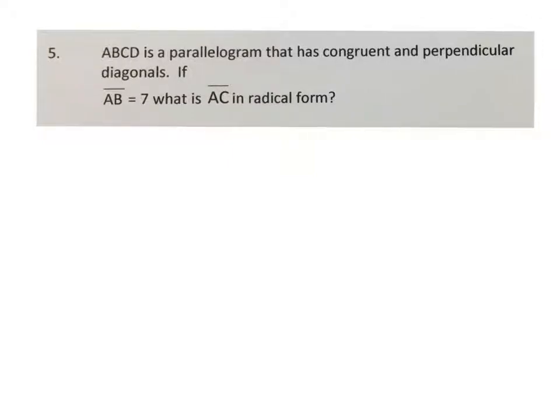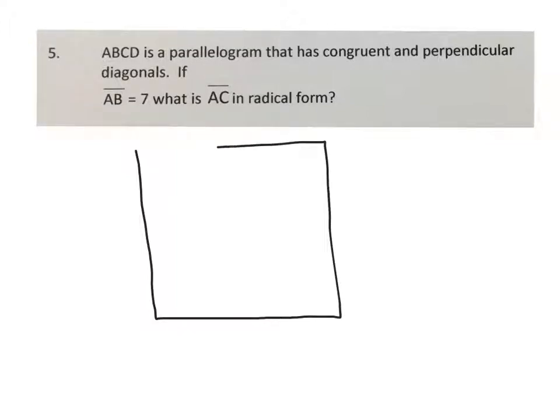Okay, on this one we have a parallelogram that has congruent and perpendicular diagonals. That would be a square. That is the only parallelogram that has both congruent and perpendicular diagonals, a square. A rhombus has perpendicular diagonals.